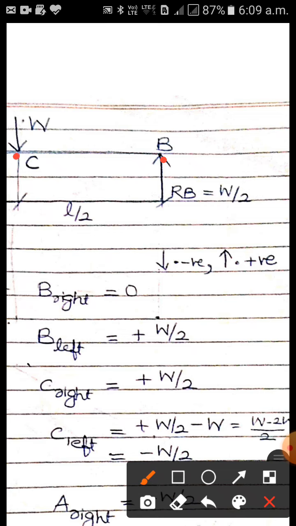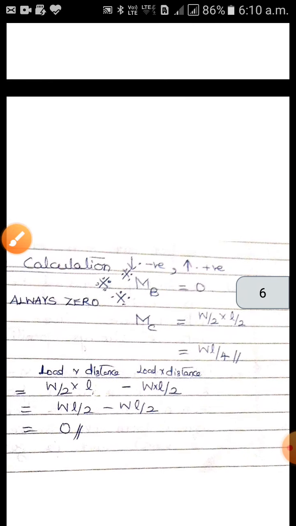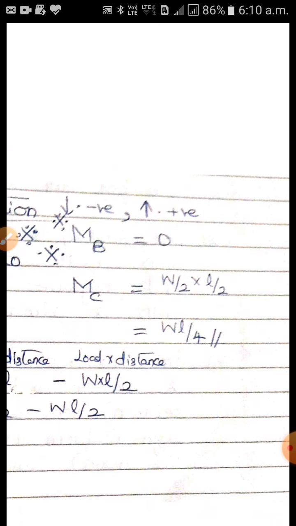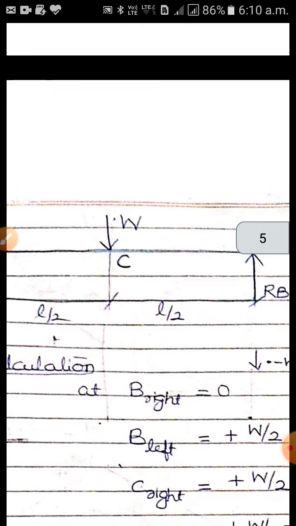Now you will calculate the value at C. What about W? W is acting on C, so bending moment due to W will be 0. Bending moment equal to load into distance. So W into 0, and you have RB. What about the bending moment of RB? RB into L by 2. RB is acting upward. So again here also upward positive, downward negative. What is RB? W by 2. Distance L by 2. So W by 2 into L by 2 is equal to WL by 4. And now MA should also be 0. We'll check that out.